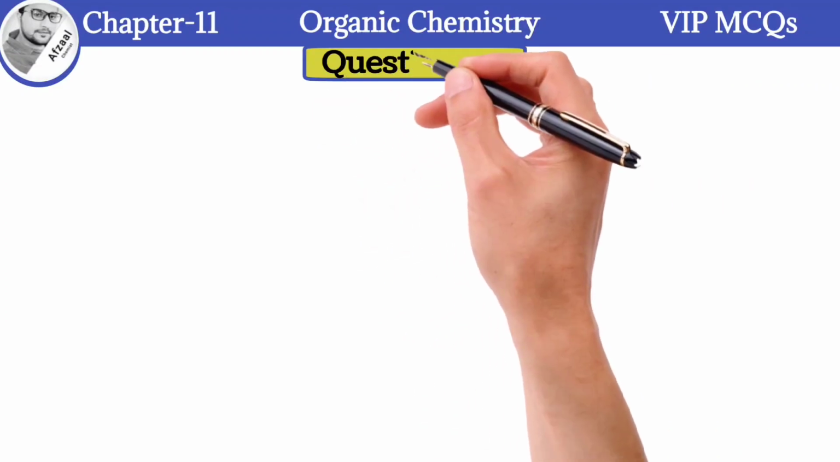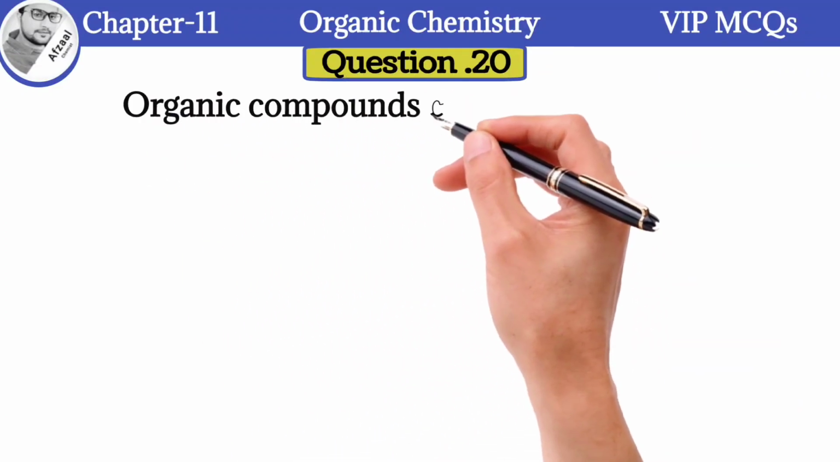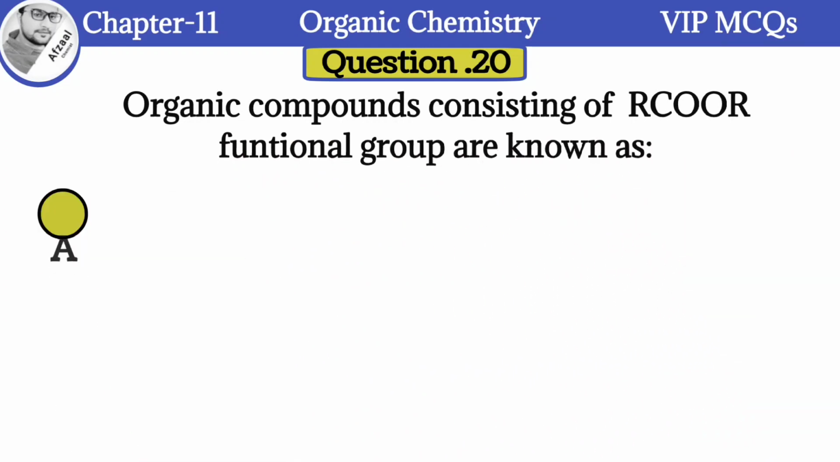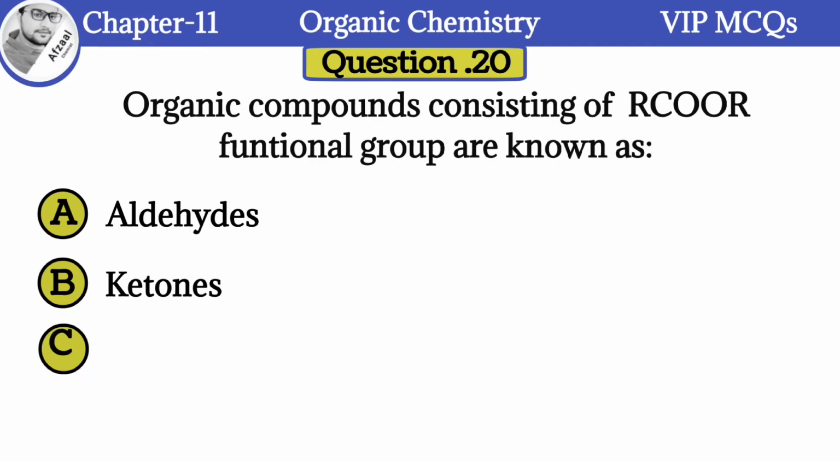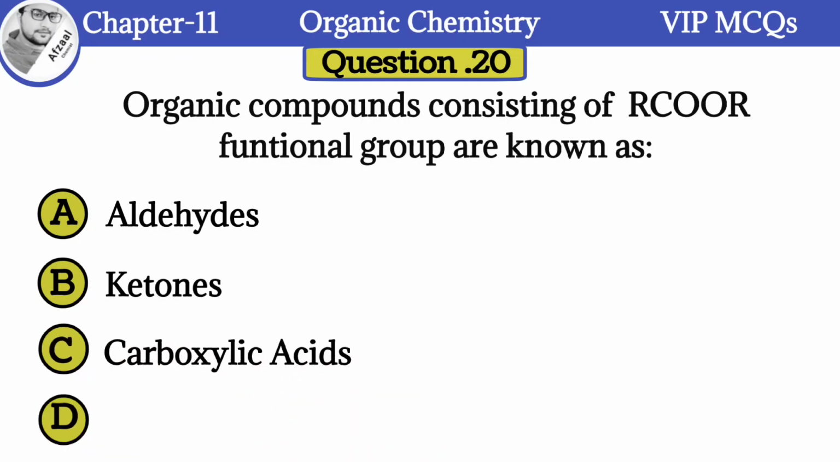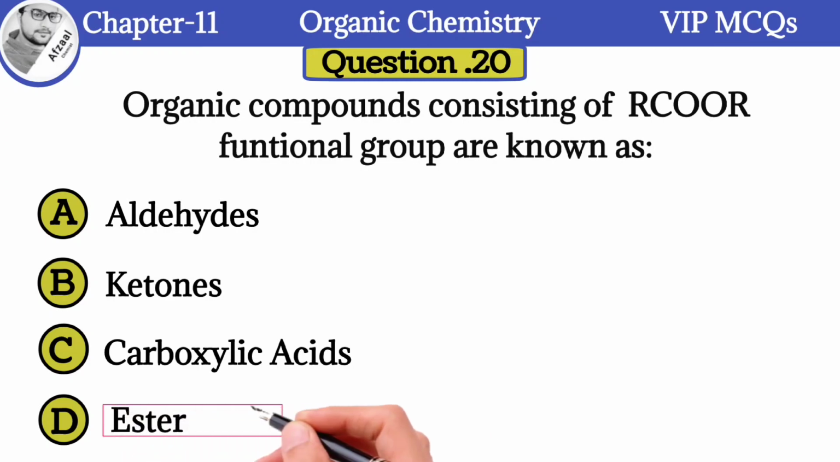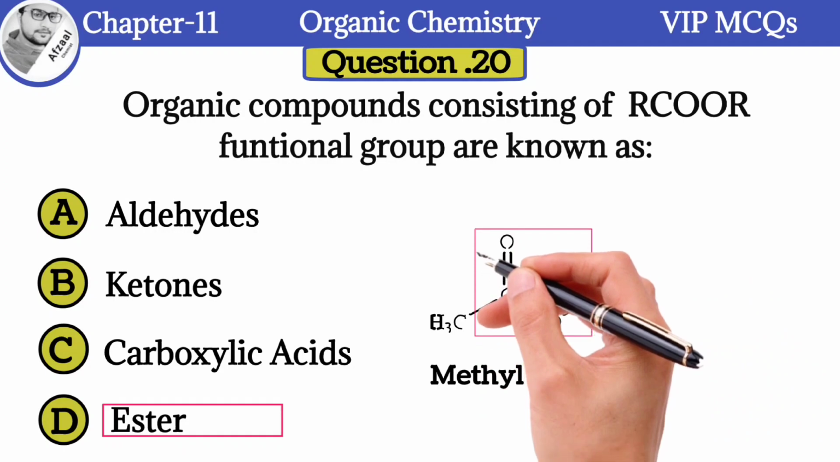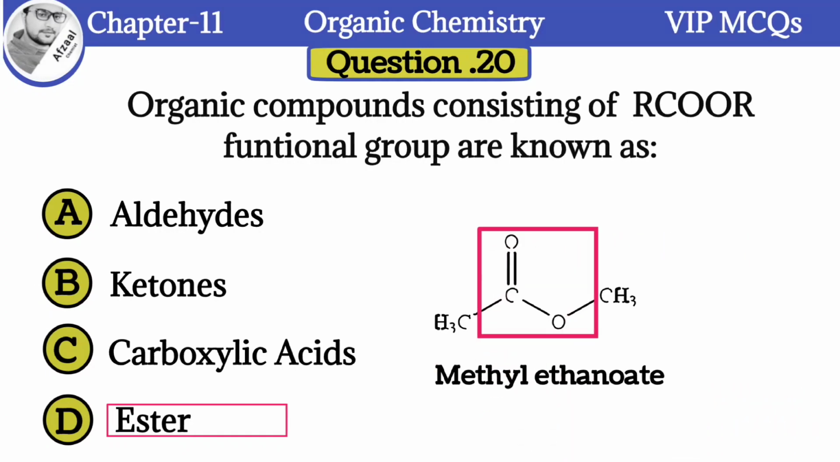Question number 20 is, organic compounds consisting of this type of functional group are known as: option A is aldehydes. Option B is ketones. Option C is carboxylic acids. Option D is esters. The correct option is D. For example, methyl ethanoate contains ester linkage. Such compounds are known as esters.